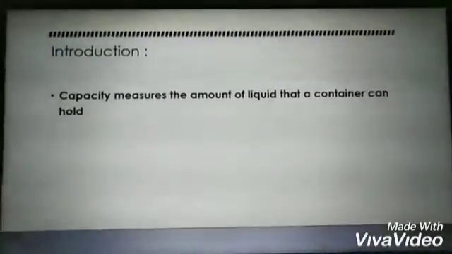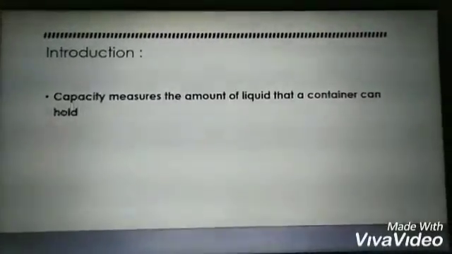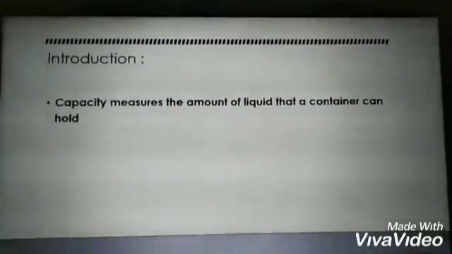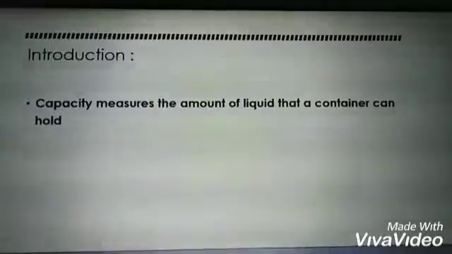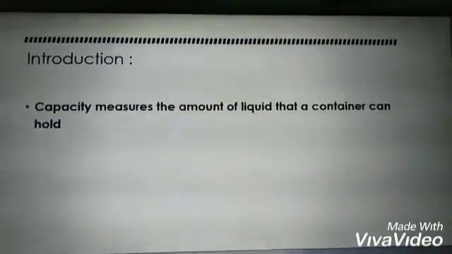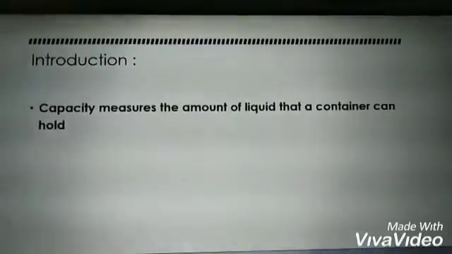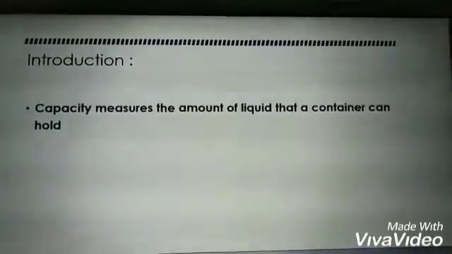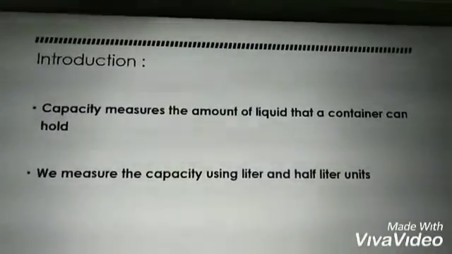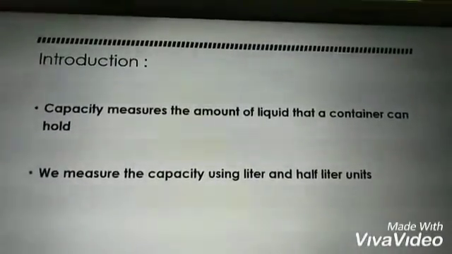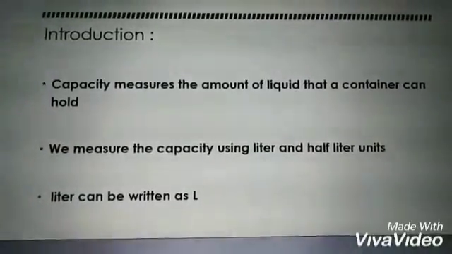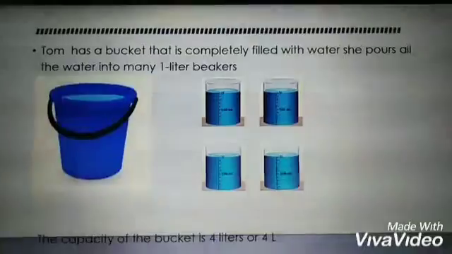As you know from the previous period, capacity measures the amount of liquid that a container can hold. For example, if a container of milk has a capacity of 2 liters, this means that this container can hold 2 liters of milk inside it. We learned that we can measure the capacity using the unit liter. Also, we use the half liter. And liter can be written as L.